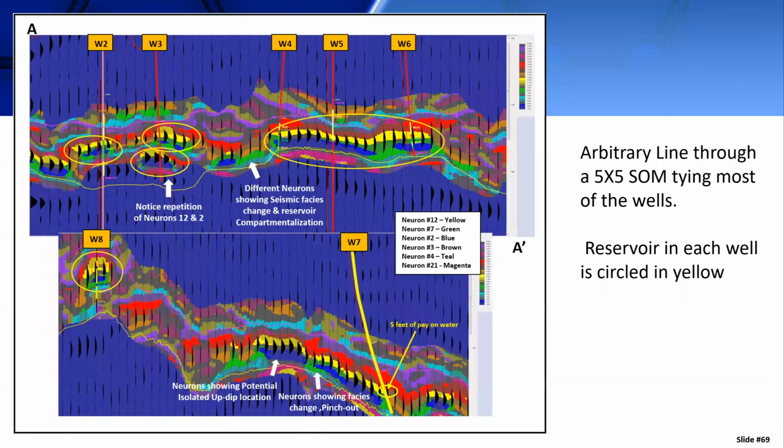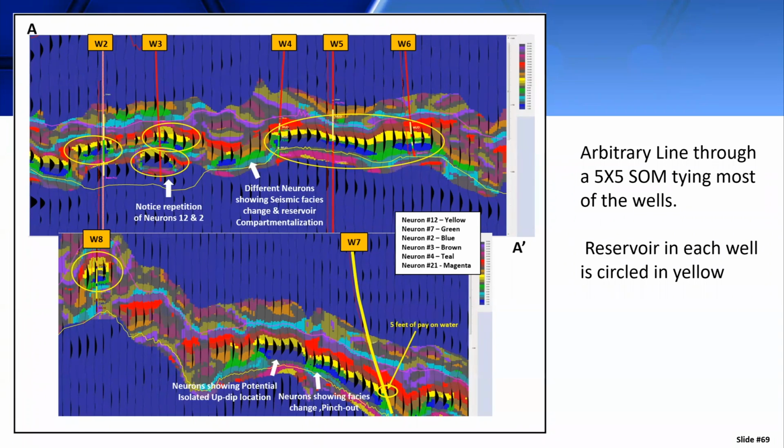The data was available in near, mid, and far stacks, and this is a gas field. So they decided to do the detailed stratigraphic work on the far stack volumes. And here you see an arbitrary line through a 5x5 SOM that was generated using the far stack and 5 instantaneous attributes. From the PCA, the most prominent attributes were normalized amplitude, instantaneous phase, envelope, Hilbert transform, and sweetness. Now notice how compartmentalized the reservoir is.